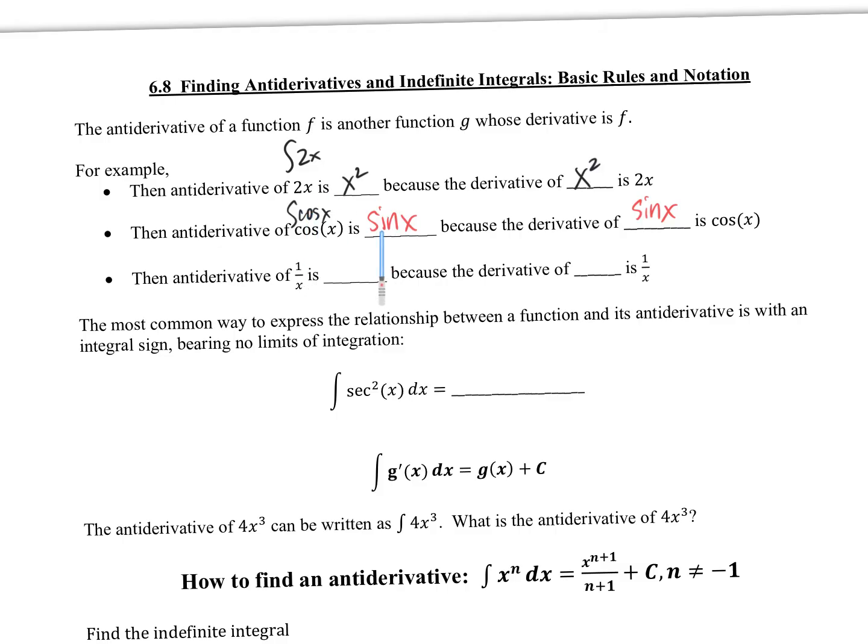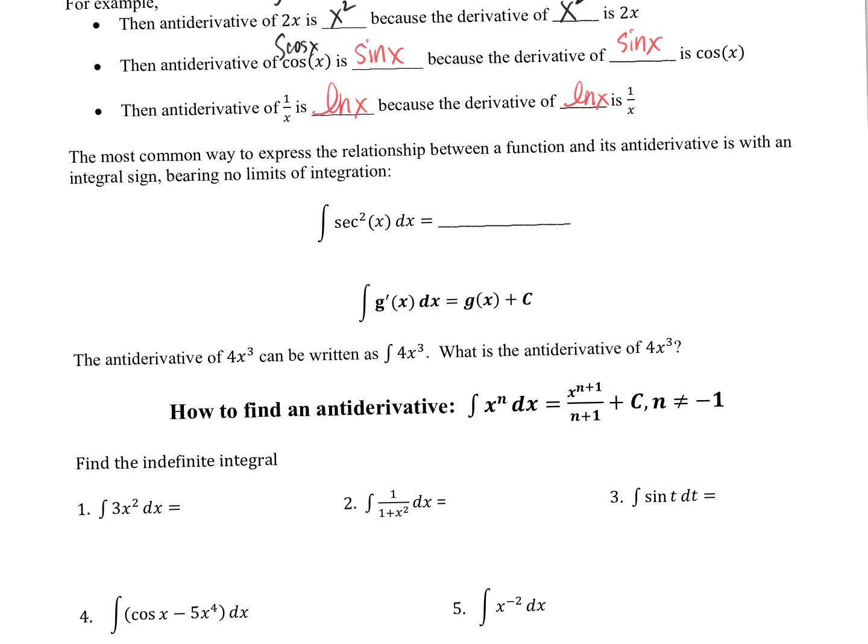What's the antiderivative of cosine? Whose derivative is cosine? Okay, antiderivative of 1 over x. Whose derivative is 1 over x? Yes, ln. Boom. Was that a blast from the past? Okay. Again, this is just another way to say antiderivative. What's the integral? Whose derivative is secant squared? Yes, the derivative of tangent is secant squared.